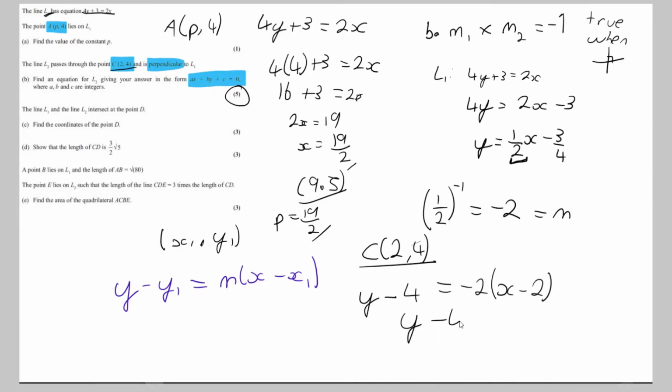So y minus 4 is equal to minus 2x plus 4. And then I'm just going to write it over here. Y is equal to minus 2x plus 8. And then rearranging, so we have everything to one side and making it equal to 0. Y plus 2x minus 8 equals 0.